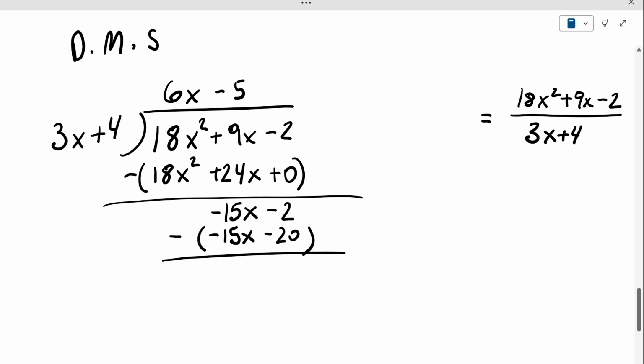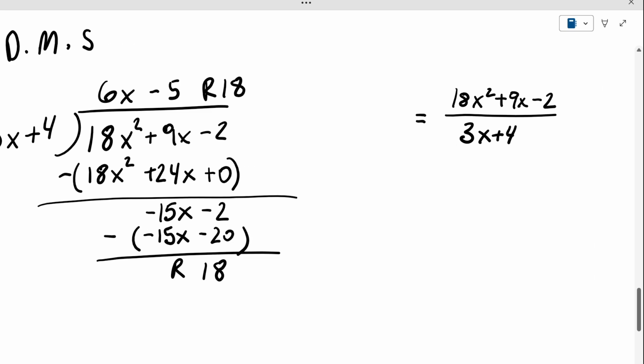Now we can subtract like we've been doing, and this will leave us with negative 15x minus negative 15x. This is like saying negative 15x plus 15x, which is 0. We don't write anything. And negative 2 minus negative 20, which is like saying negative 2 plus 20, which is just 18, which will be our remainder. Like last time, we know this is our remainder because it cannot be divided by x because it has no x term in it. So up here we write remainder 18.